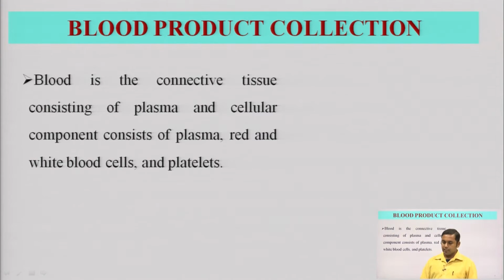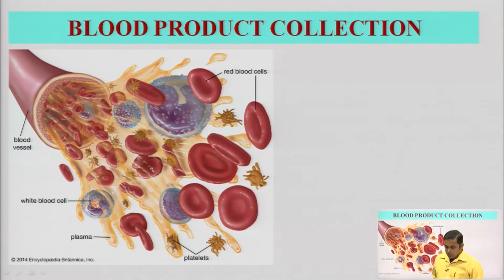Blood is a connective tissue consisting of plasma and cellular components like red blood cells, RBC, and platelets. I think in my previous lecture I also discussed this with this slide. You can see this is our blood vessel. It might be your artery or it might be a vein. In that blood vessel you have blood.